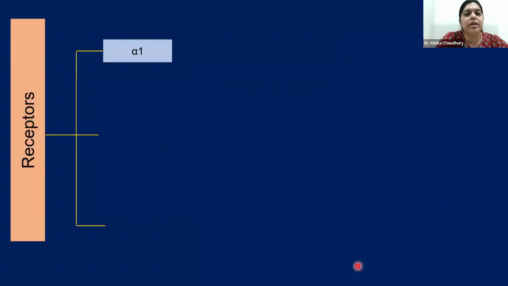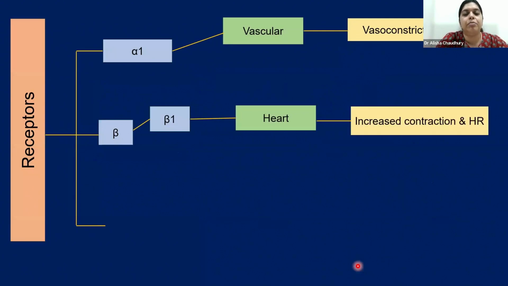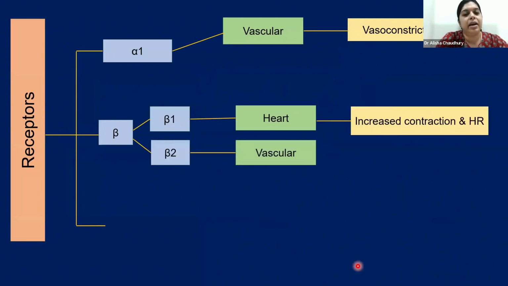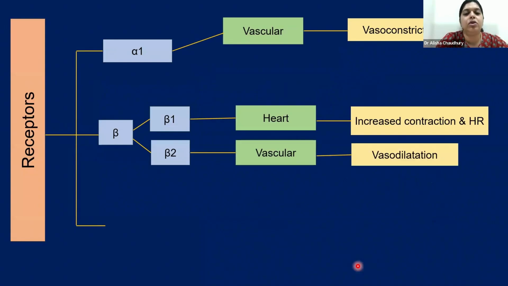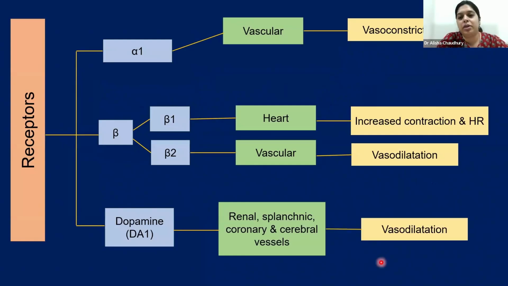So as I mentioned, alpha 1 acts on the vascular smooth muscle. There is compression of the blood vessels, vasoconstriction. You have beta 1 on the heart, which will improve the contraction and the heart rate. Beta 2, which is present again in your vascular smooth muscle, will cause vasodilatation. The dopamine receptors, which are present in renal, splanchnic, coronary, and cerebral blood vessels, will finally cause vasodilatation there.